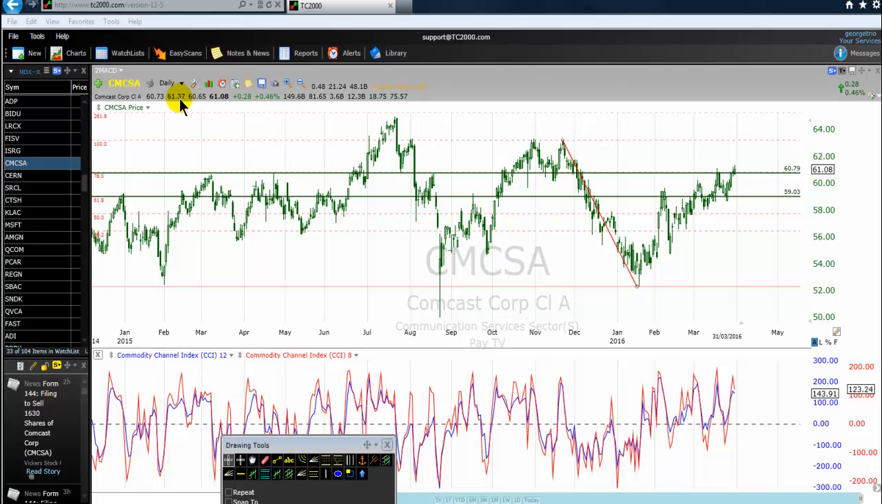I'm going to stay on a daily chart. Comcast Corporation, Class A. This is CMCSA, the ticker being Charlie Mike Charlie Sierra Alpha. It's listed on the NASDAQ 100. I'm on the daily chart. So to avoid that my video is too long, I have drawn lines on this chart.